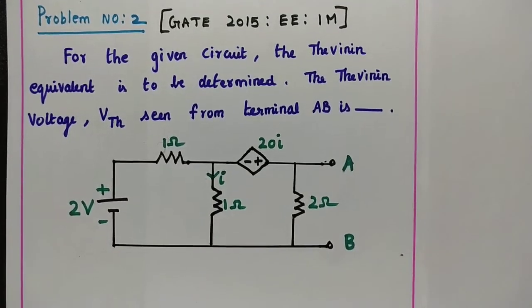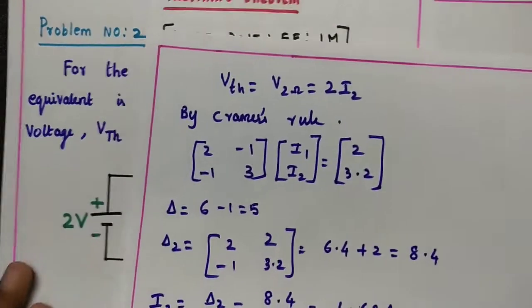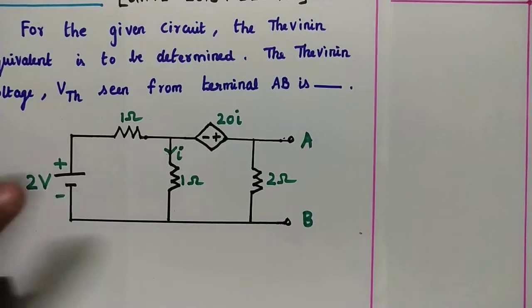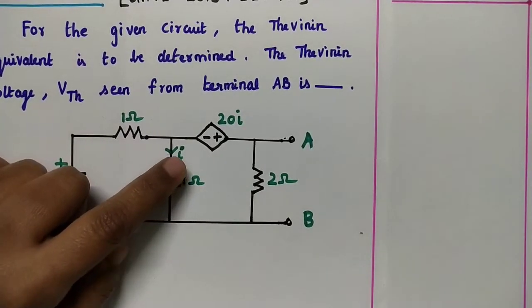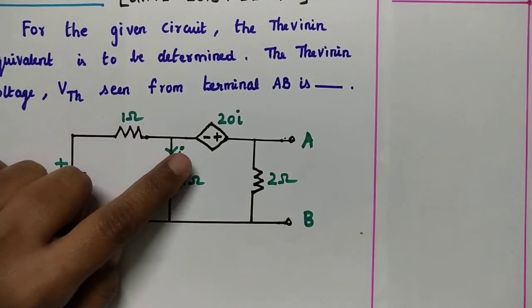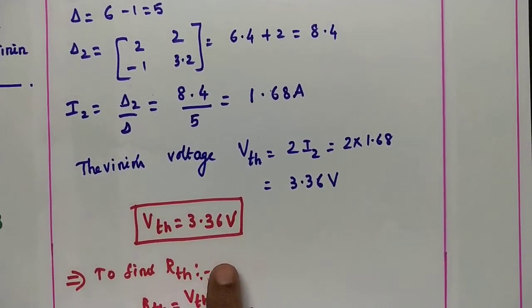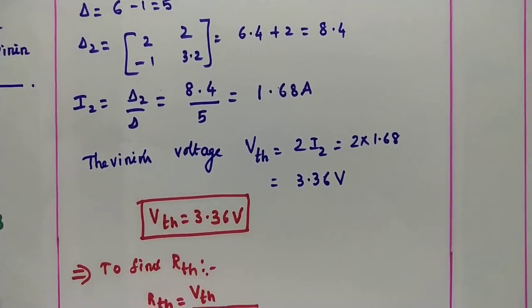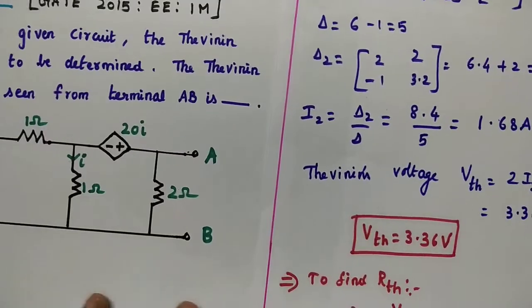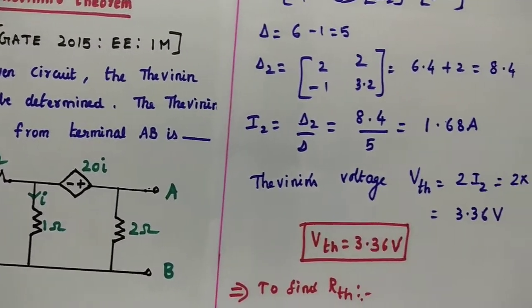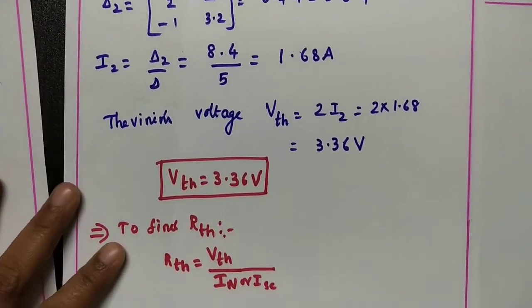In the previous video, we found the Thevenin voltage for the given circuit that contains a dependent voltage source, 20I. We found VThevenin as 3.36 volts. In this video, we will find RTH for the given circuit. They didn't ask this in the GATE question paper, but for our reference, we will find Thevenin's resistance.